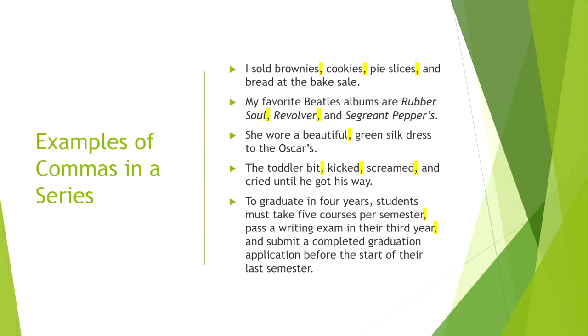Okay, so here's an example of that. To graduate in 4 years, students must take 5 courses per semester, pass a writing exam in their 3rd year, and submit a completed graduation application before the start of their last semester. So quite complicated phrases, but each element still needs that comma in between. Okay, just the same as the more simple series.